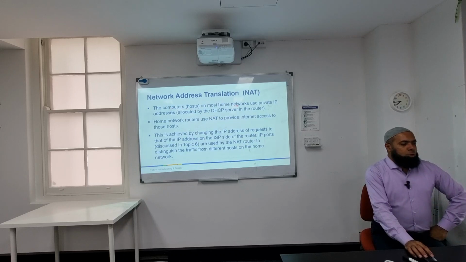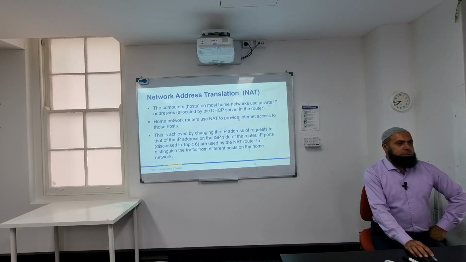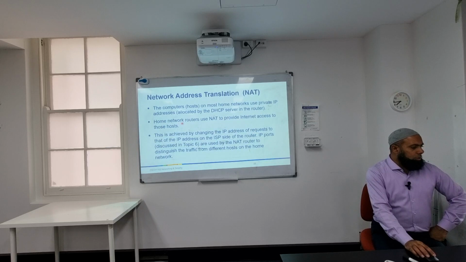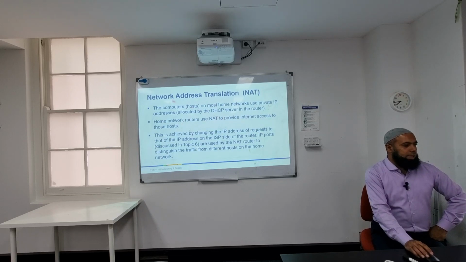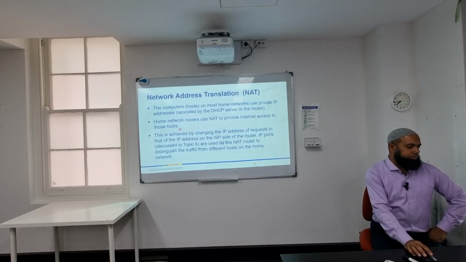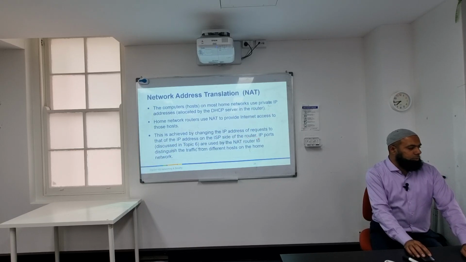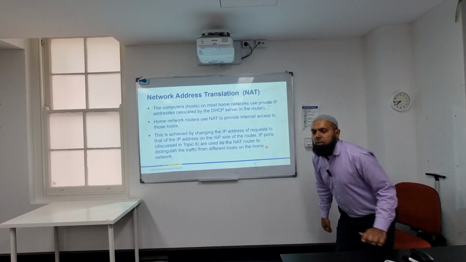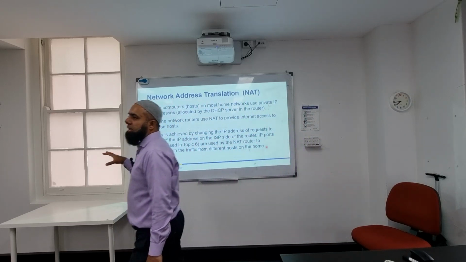So the computers on most home networks use private IP addresses. This is what I'm explaining, which is actually assigned by the DHCP server. Home network routers use NAT, network address translation, to provide internet access to these hosts. This is achieved by changing the IP address of the request to that of the IP address on the ISP side of the router. IP ports are used by the NAT router to distinguish the traffic from different hosts on the home network. So, one more thing, what is the NAT doing?